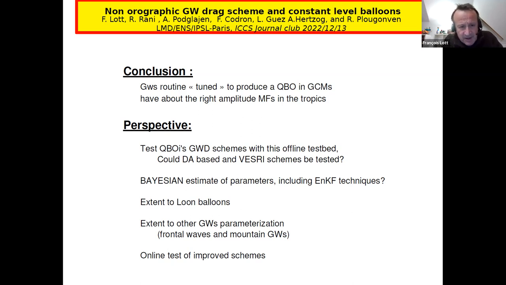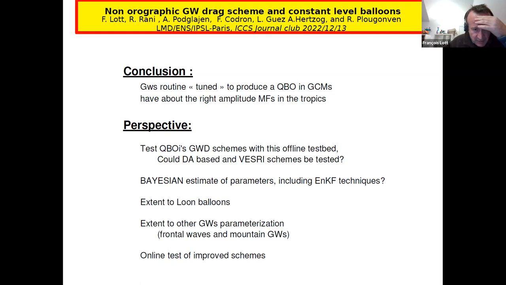The other perspective that we have for the future: we are starting to test the gravity wave drag schemes that were used in all the QBO models, but it's a bit surprising so far. We have been discussing with Pedram whether a DA-based scheme could be tested in the same way, and I don't have a very precise idea so far. But what we're really going to do is do bias estimates and tune the scheme now that we have data that can be used for that.